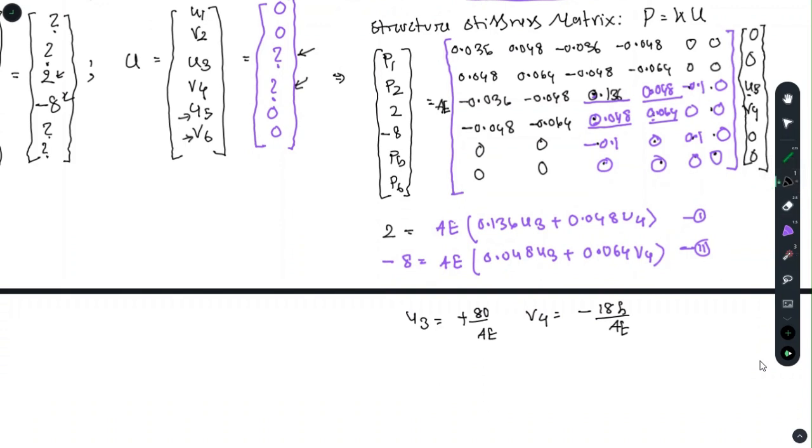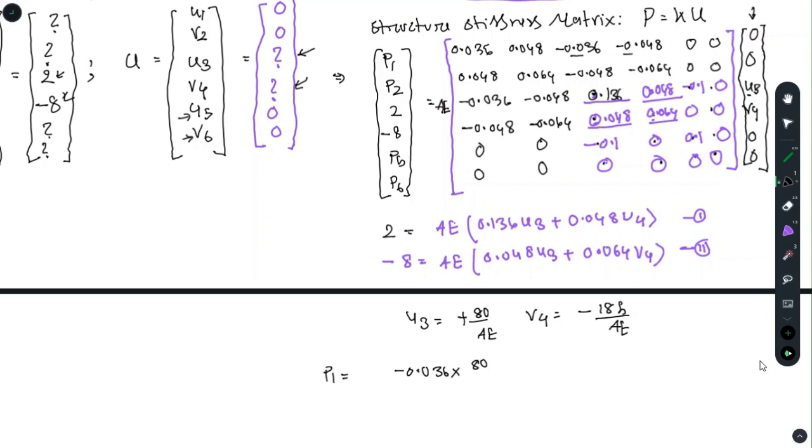So if you look carefully, let's say I have to find the value of P1. So how do I get the value of P1? For P1, I will multiply this column with the first row. Right now, I know the values of U3 and V4, and these will be multiplied with this value and this value. The other values will be multiplied with zeros, so they don't affect that. So I'll get P1 as minus 0.036 times the U3 value, which is 80.